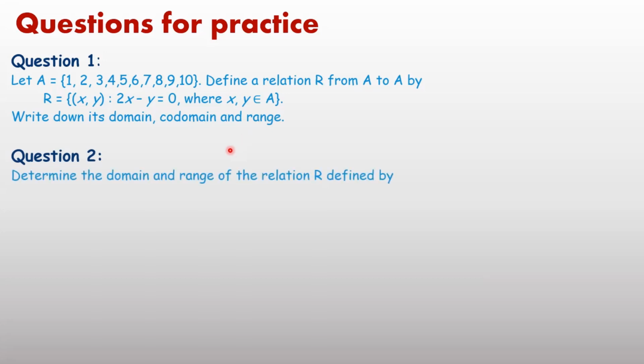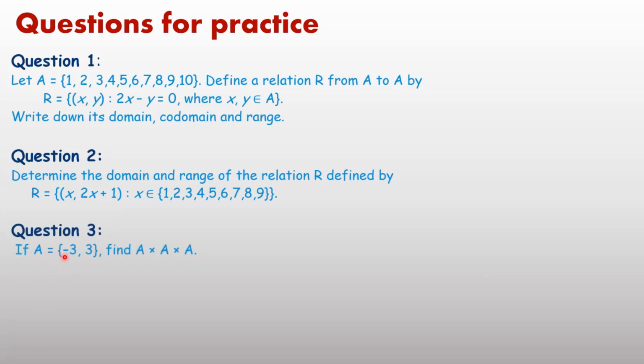Second question. Find the domain and range of relation R defined by (x, 2x plus 1) such that x belongs to the given set containing the first 9 natural numbers. First you write all ordered pairs and after that domain and range. Third question. If A equal to {minus 3, 3} is given, you have to find A cross A cross A. It is easy for you. First you write A cross A and after that A cross A cross A.